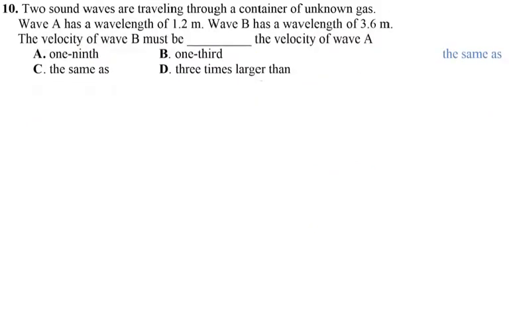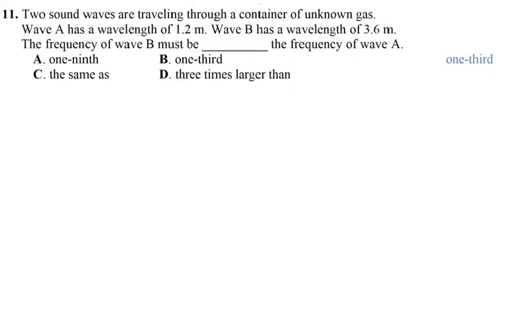For number 10, two sound waves are traveling through a container of unknown gas, so they have the same medium. If they have the same medium, then the sound wave is going to travel through that medium at a certain speed. They give you one wavelength, and they give you another wavelength. The velocity of wave B must be the same as the velocity of wave A, because it is the same medium for both waves. The frequency will depend on their sources, so they may have different frequencies. Their wavelength will depend on the frequency and the velocity, but the velocity is the same for them, because a sound wave travels at a certain speed in a certain medium, and this is the same gas for both waves.